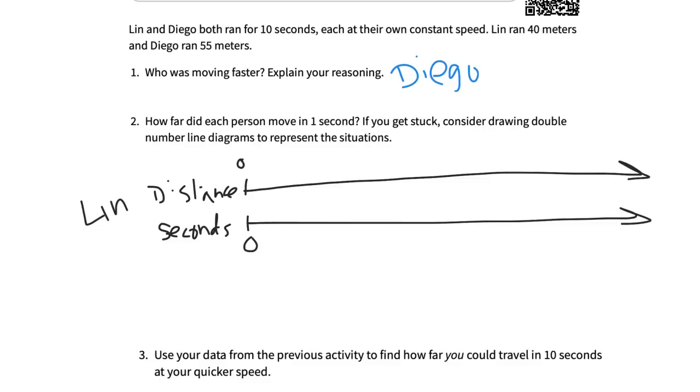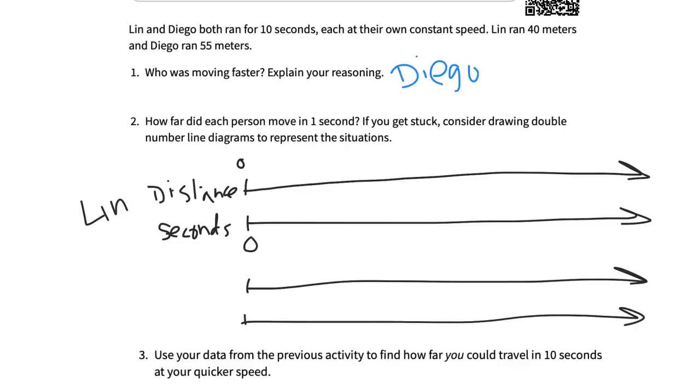Then we're going to do the exact same thing for Diego. So we've got a number line, another number line, and that's 0 and 0. This is seconds, and this is distance, and I know my writing is horrible. Deal with it. Okay, and so that's Diego. All right, and so now what we've got is in both cases, they ran for 10 seconds.